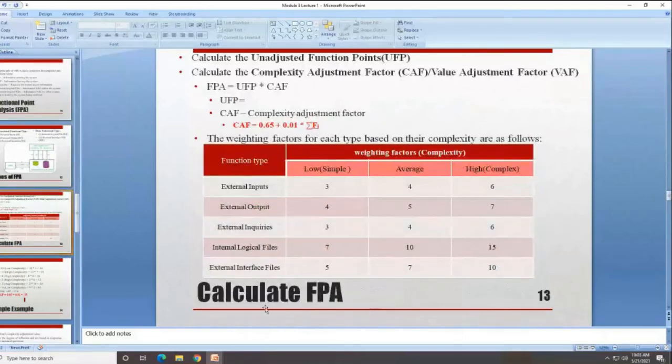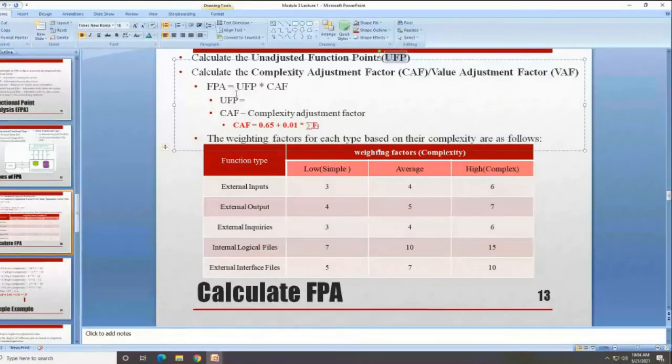To calculate the functional point analysis or functional count, two steps are there. We have to calculate the unadjusted function points, and then we have to calculate the complexity adjustment factor. For calculating the functional point analysis, we multiply UFP, the unadjusted functional points, by the complexity adjustment factor, right? Once it is multiplied, you get the functional point analysis or functional count. What is functional count? The number of functions to be carried out in the project. That is the size of the project.